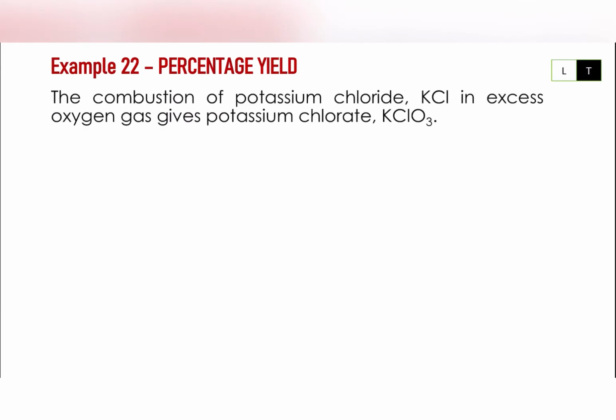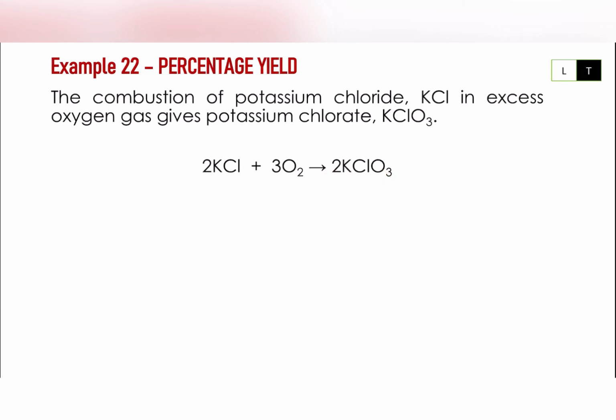I have here example 22. The combustion of KCl in excess oxygen gas gives potassium chlorate. You have the equation, and now I'm going to check whether my equation is balanced or not. So you have 2 potassium, and then you have Cl, 2 of them, and last but not least you have 6 oxygen.